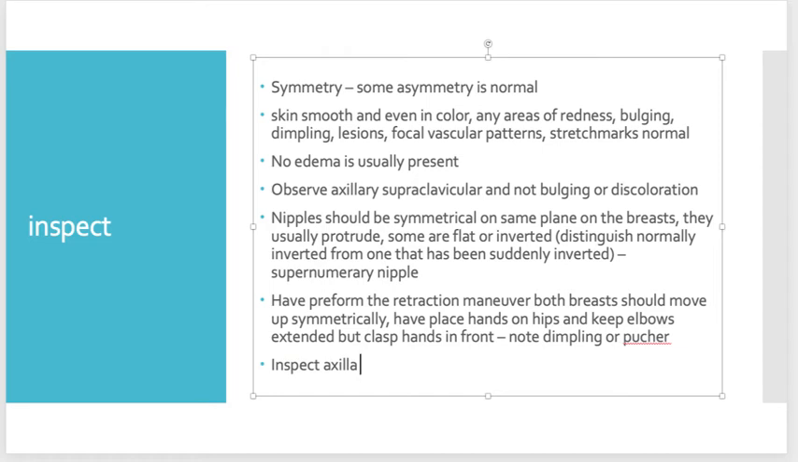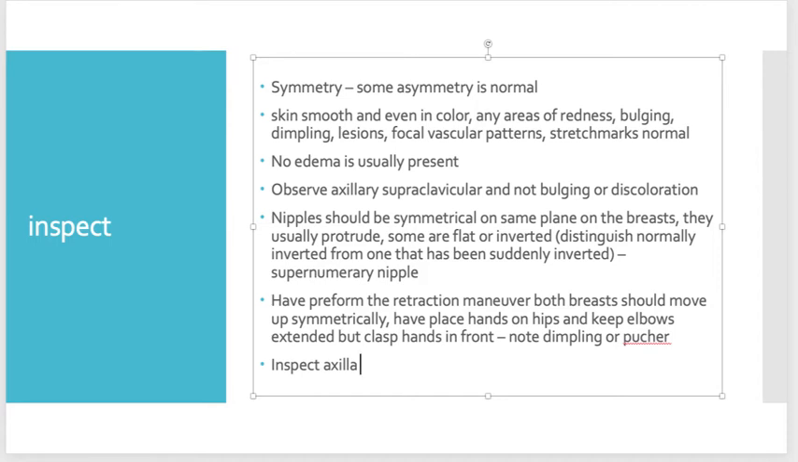We are also going to inspect the nipples, which should be symmetrical and on the same plane on both breasts. And they usually protrude, but some are flat and some are inverted. If they are inverted, though, we do want to distinguish ones that are normally inverted from one that has become suddenly inverted. There's also something called a supernumerary nipple, which is rare, but it's not a terribly abnormal finding. Basically, it is like a smaller nipple within the same line that's located about 5 to 6 centimeters below the breast, near the midline, but it should not have any sort of underlying tissue associated with it, so it's not going to have its own little duct system. It looks a little bit like a mole, but on examination, you will notice that it is an actual nipple.